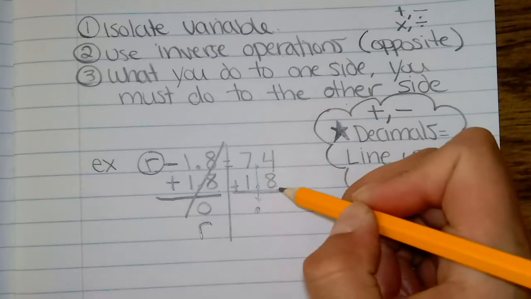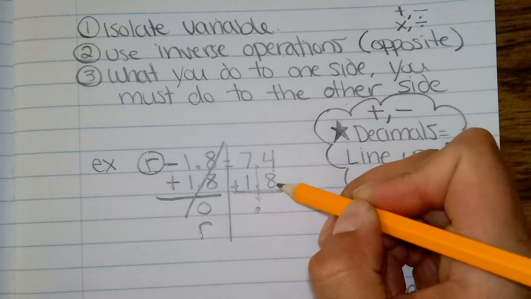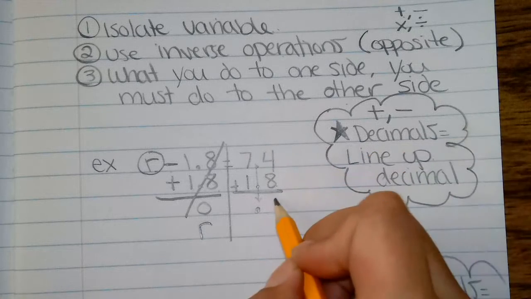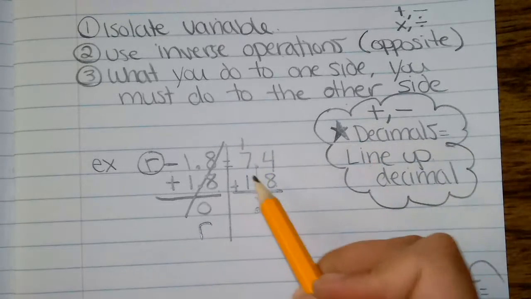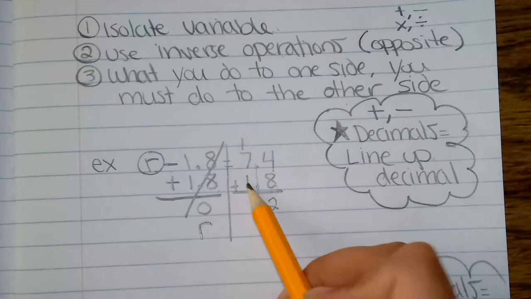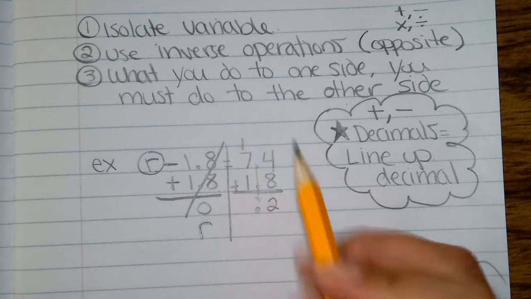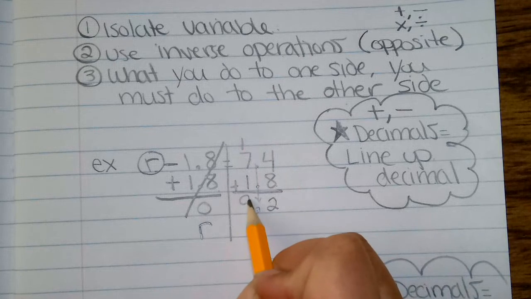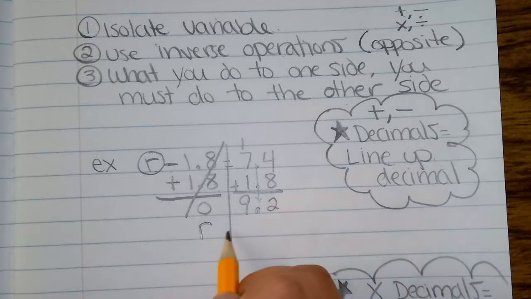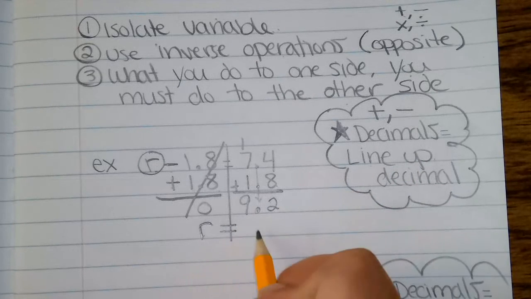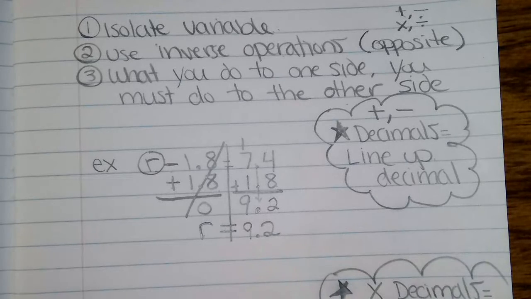8 and 4. What is 8 plus 4? 8, 9, 10, 11, 12. And I carry my 1. And now I have 7 plus 1 is 8, plus the 1 I carried over is 9. So my solution is R equals 9 and 2 tenths. Okay.